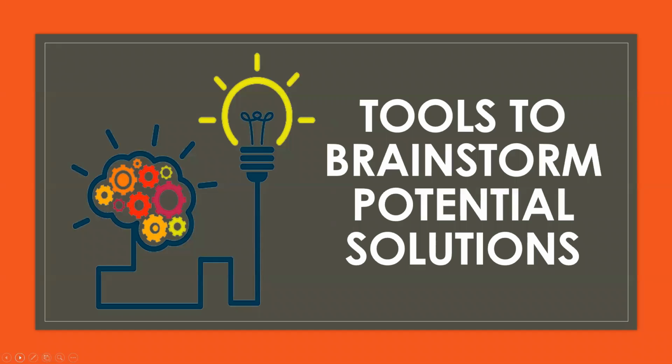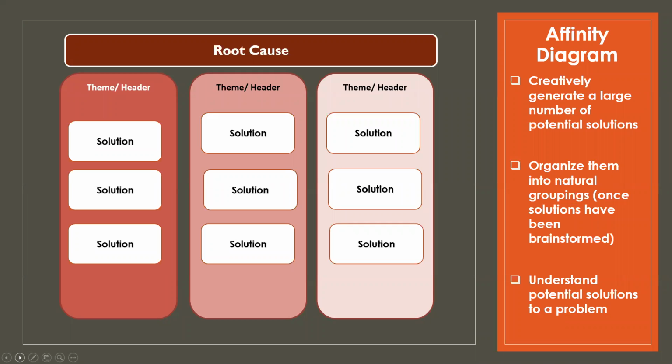So we are going to jump into tools to brainstorm potential solutions. The first one that we are going to start out with is the Affinity Diagram. This one might look familiar to you, as it's a common one that is used in quality improvement projects. The Affinity Diagram allows the team to generate a large number of potential solutions. It allows for an opportunity to do individual brainstorming and then come together as a group and come to consensus. It also allows you to organize all of the different solutions that were identified into natural groupings. And lastly, it helps to understand the potential solutions to the problem.